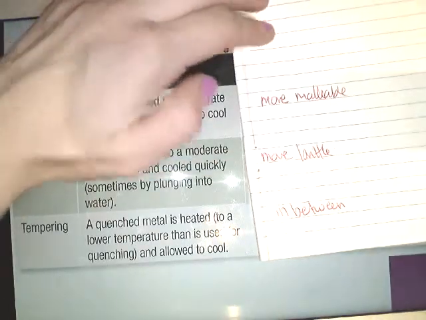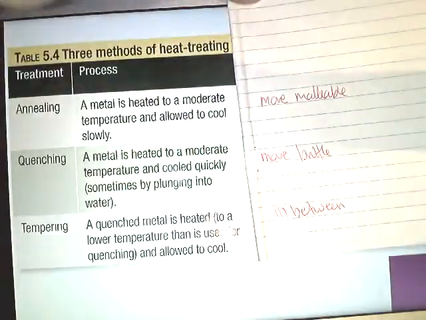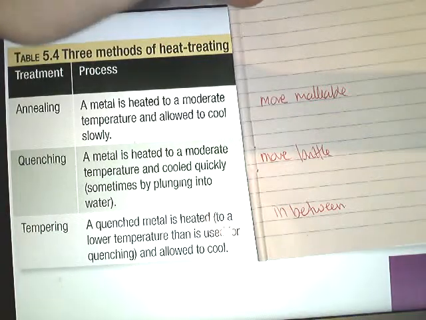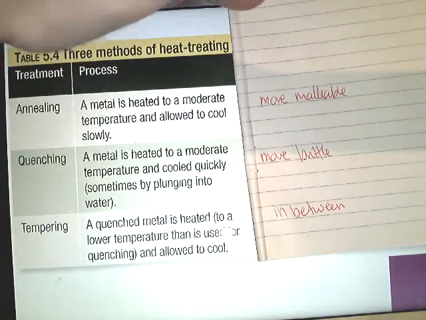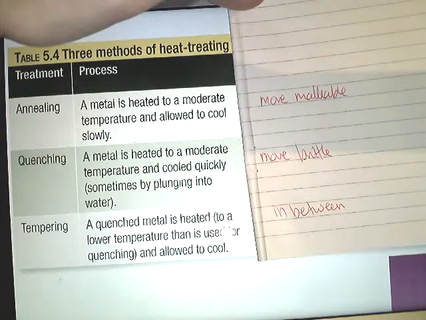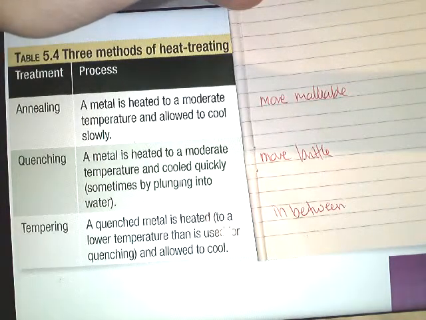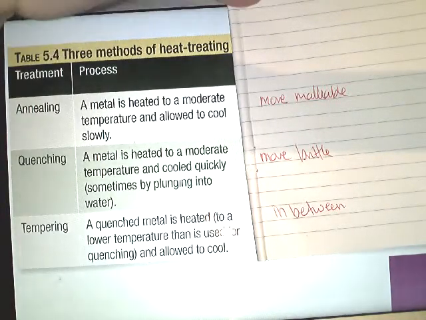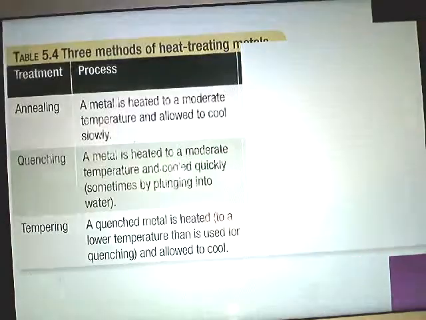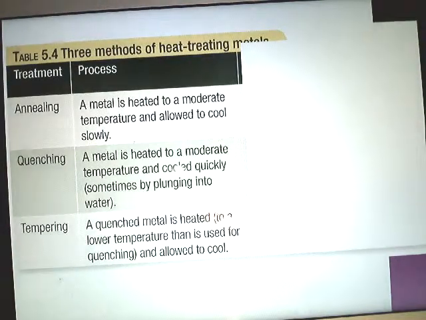What I want you to do is pause the video and discuss why annealing is more malleable, why quenching is more brittle, and why tempering would be in between. Press play when you're ready to hear the answer. Okay, so hopefully you said something like this.